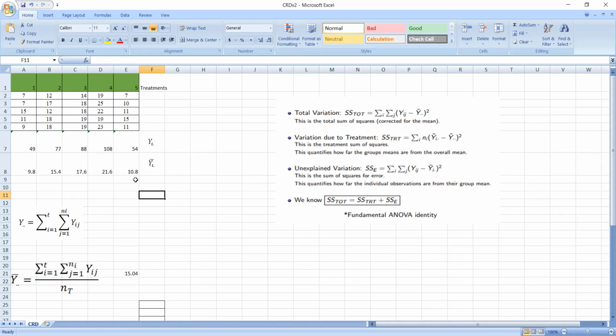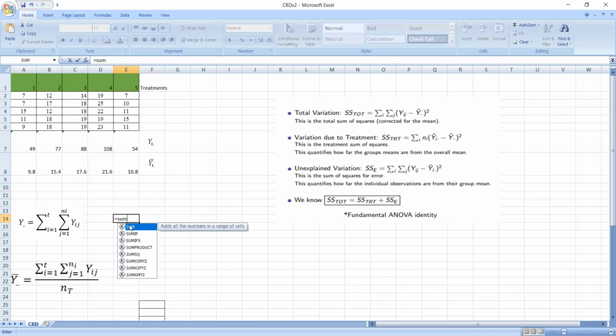If we want to calculate the y double dot value, that is the grand total, we have to take the total of all these observations. Now we have the total under each treatment. So to calculate the grand total, you can just take the total of these values, that is, the total of the observations under each treatment. If you take that total, that adds up to the grand total.